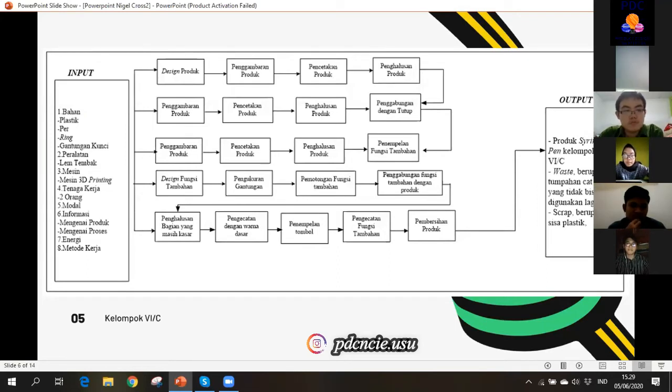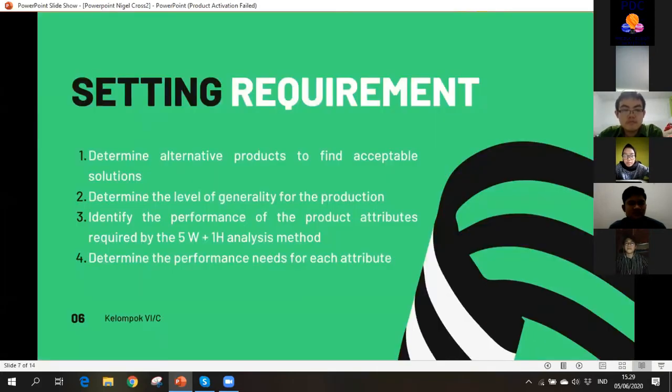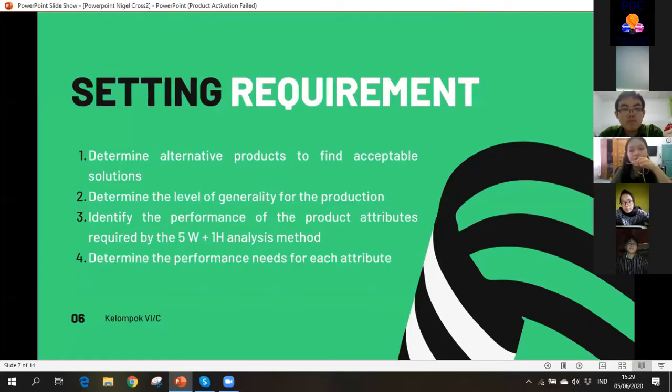These are examples of establishing function. There is input, transformation, and output. The input is all about the material, the transformation is the process of making, and the output is the result of the making. Next. Setting requirement. Yes, the next step is setting requirement.